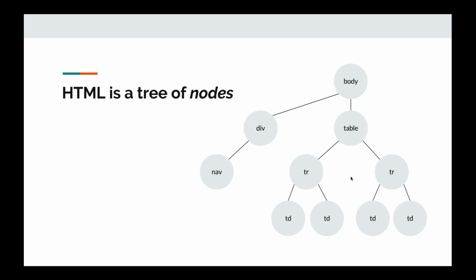This is called the document object model. So you'll see the acronym DOM a lot, and I'll reference that a lot. When you hear people talk about DOM nodes or DOM elements, they're talking about these individual components.